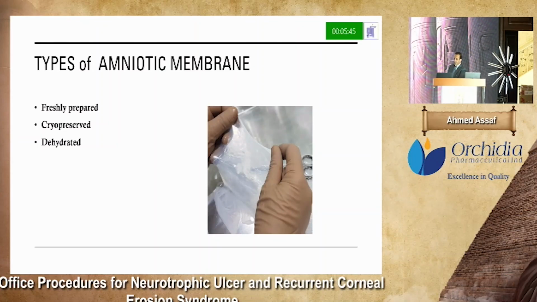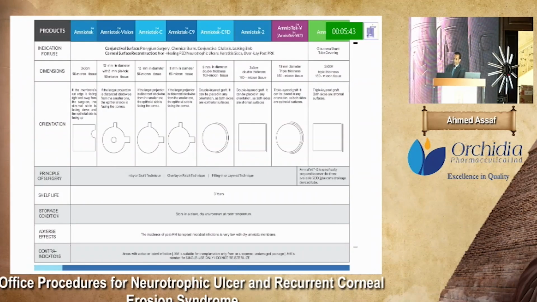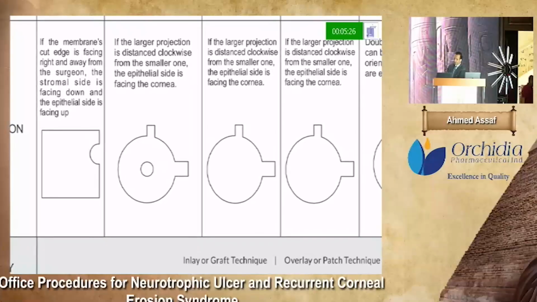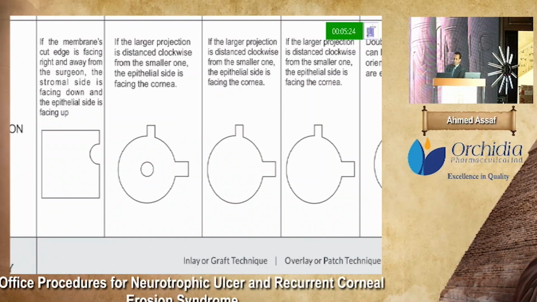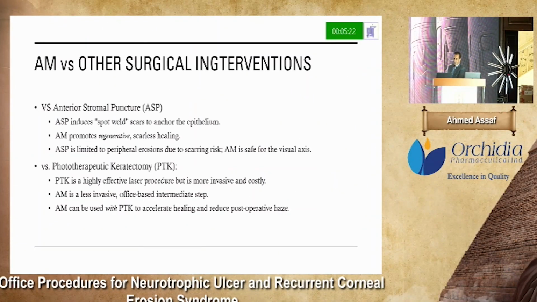So of course the dehydrated one is the most intuitive one to be applied in office because it comes in dehydrated format and can be stored at room temperature. This is different from the cryopreserved amniotic membrane. So this one can be just applied at room temperature inside the office.